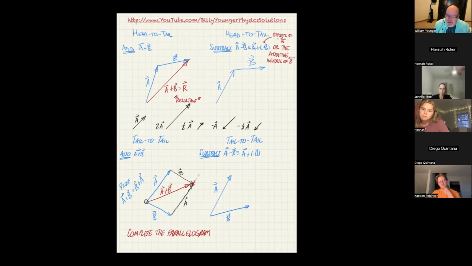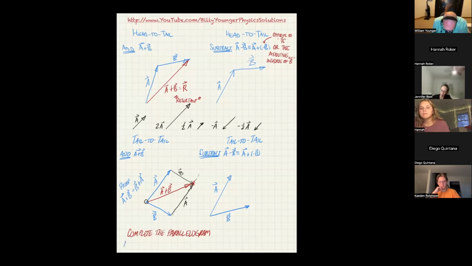Now, tail to tail is a little bit more complicated, and in fact, you can only take it two vectors at a time when you're doing it this way. In this case, what you do is complete the parallelogram, and then you draw a vector from the common tail to the diagonally opposed vertex.